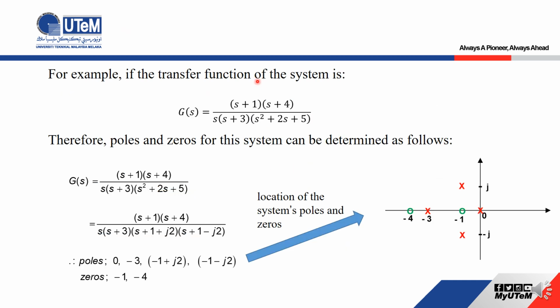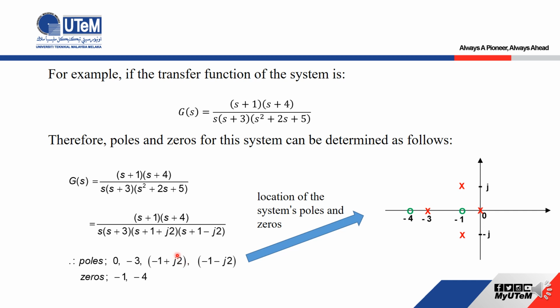Let us look at this example. For example, we have a transfer function with G(s) equal to (s+1)(s+4) divided by s(s+3)(s^2+2s+5). So the location of poles can be determined by taking the denominator part, this part, equal to 0. So by doing so, the poles become 0, -3, and -1 ± j2.